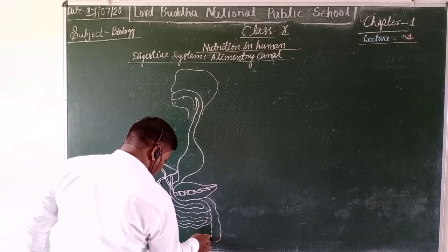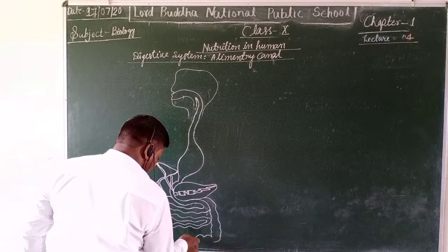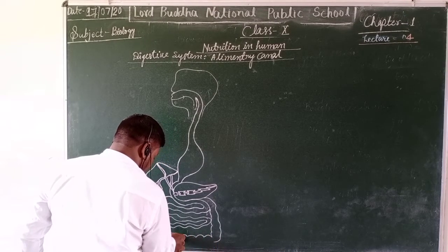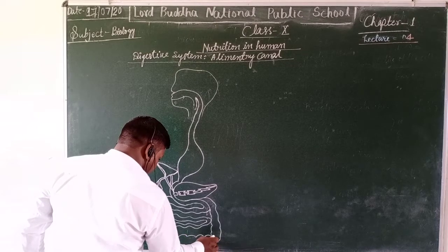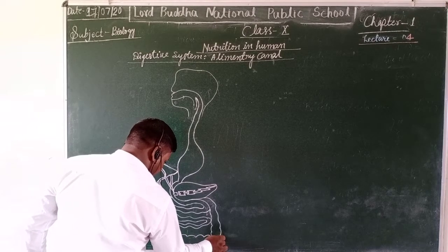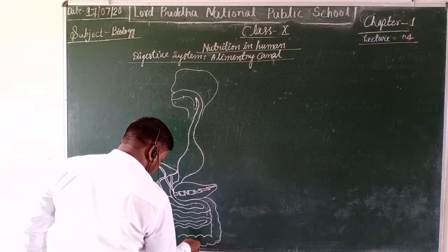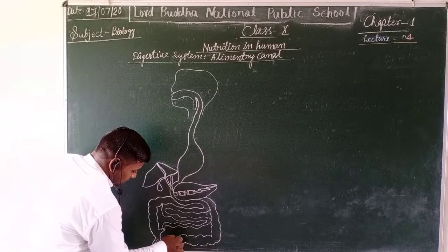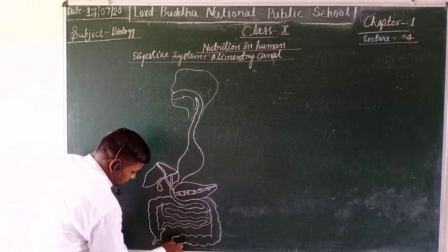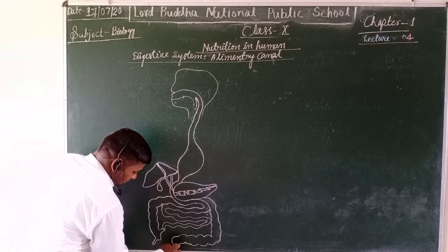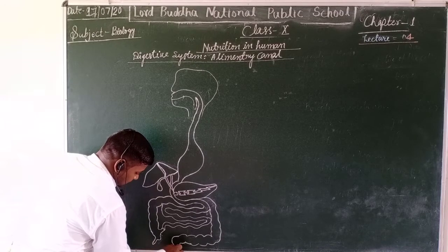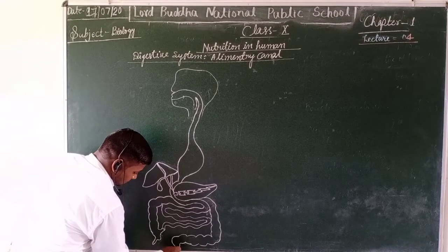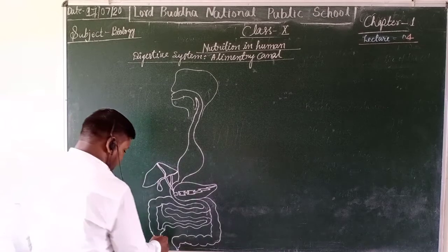This is the part of the descending colon, and it opens with an opening which is called the rectum, and finally the rectum opens with the anus.